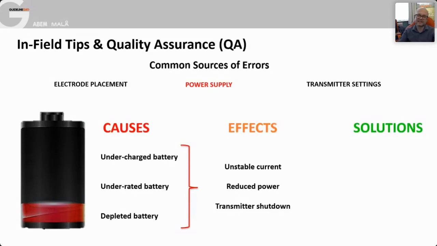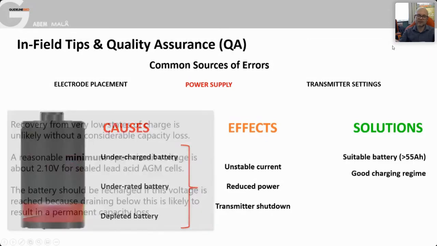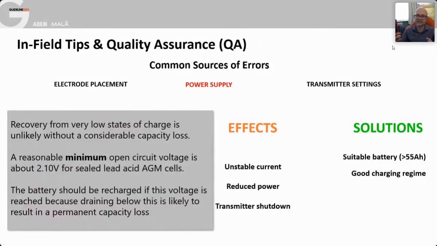Well, these are really easy things. These are simple things, but sometimes they get forgotten. And that is, we can use a battery with a decent rating, so anything up above 55 amp hour. The problem is that the higher the amp hour rating, the bigger the battery, the harder it is to transport. Keep a good charging regime.